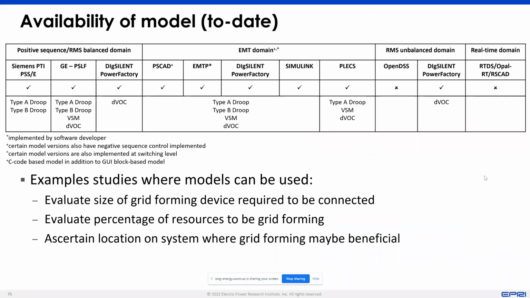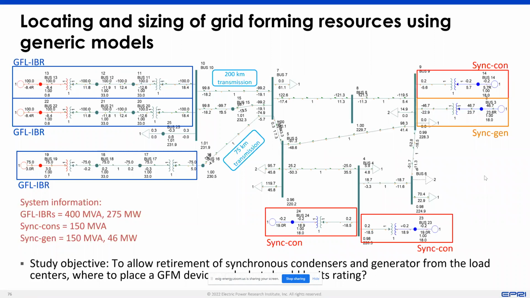This is just an example of the types of models that we have. And where we can utilize these models to start planning the system is if you consider a network like this, wherein you want to understand how to locate grid forming inverters, how to size them, and you want simplistic rules of thumb to get 80% of the way.